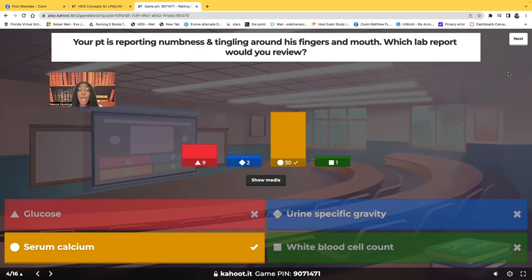It's a sign of hypocalcemia. The calcium level of the blood is low, and that's why we're seeing the numbness and the tingling, and you're going to be concerned about tetany and Trousseau's and Chvostek's signs, all of those signs and symptoms of hypocalcemia. Very good.